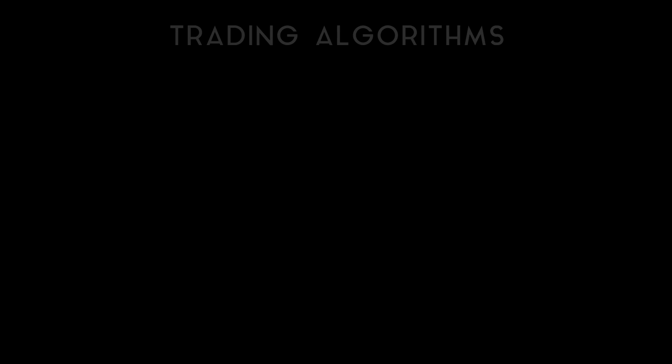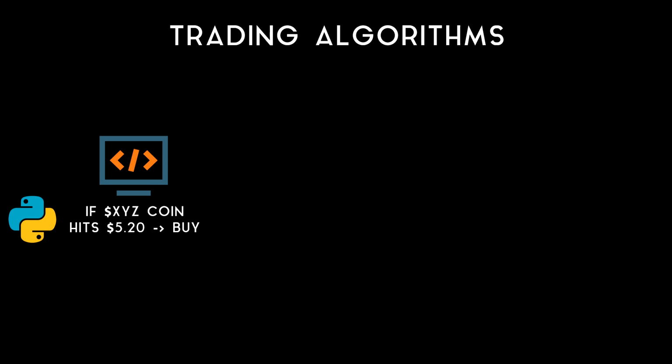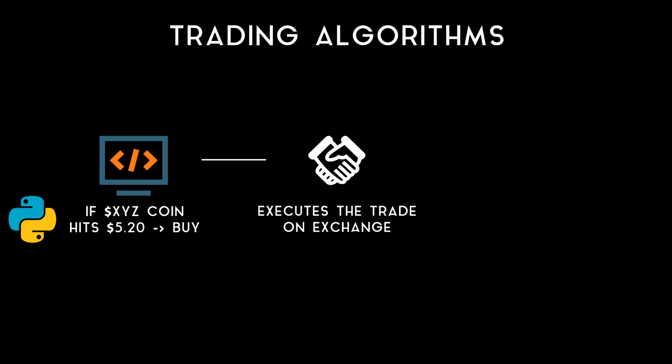Let's go ahead and focus in on basic trading algorithms first. Trading algorithms at their core are simply programs that have been coded in languages like Python to set an execution of an action off of certain rules or standards. We could think of this in a simple if-then scenario. If XYZ currency hits a specific price, then buy or sell.